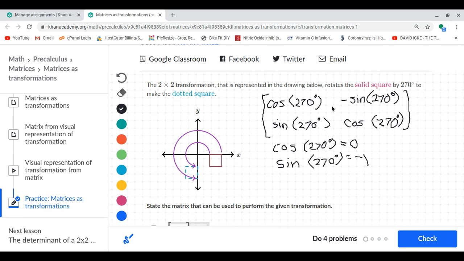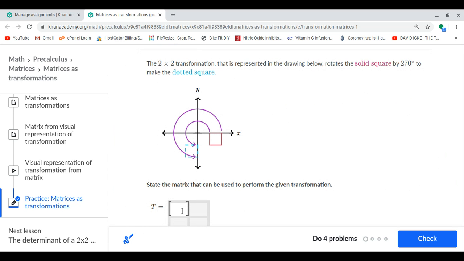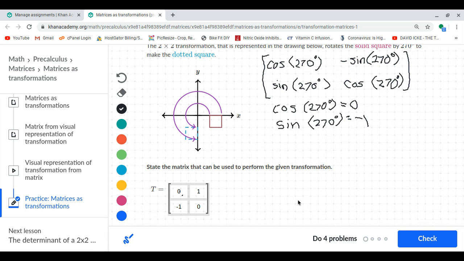All right. So we're going to have 0 here and here. The negative of -1 here, which is going to be +1, and then a -1 here. So we'll put 0, 0, 1, -1, and 0. Okay, so these two are 0. This is the negative of -1, so +1. And this is just -1. Okay, let's check. Nice. Energy points. Day's looking good.